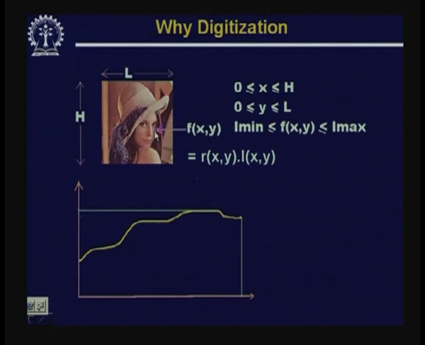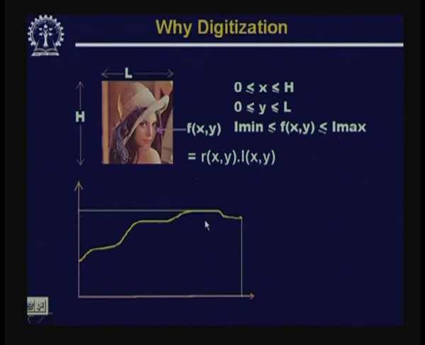So, a point f(x,y) in the image can have a value anything between 0 and infinity, but practically the intensity at a particular point or the color at a particular point given by (x,y) varies from a certain minimum, which is given by I min, to a certain maximum, I max. So, the intensity at this point (x,y), that is represented by f(x,y), will vary from a minimum intensity value to a certain maximum intensity value.